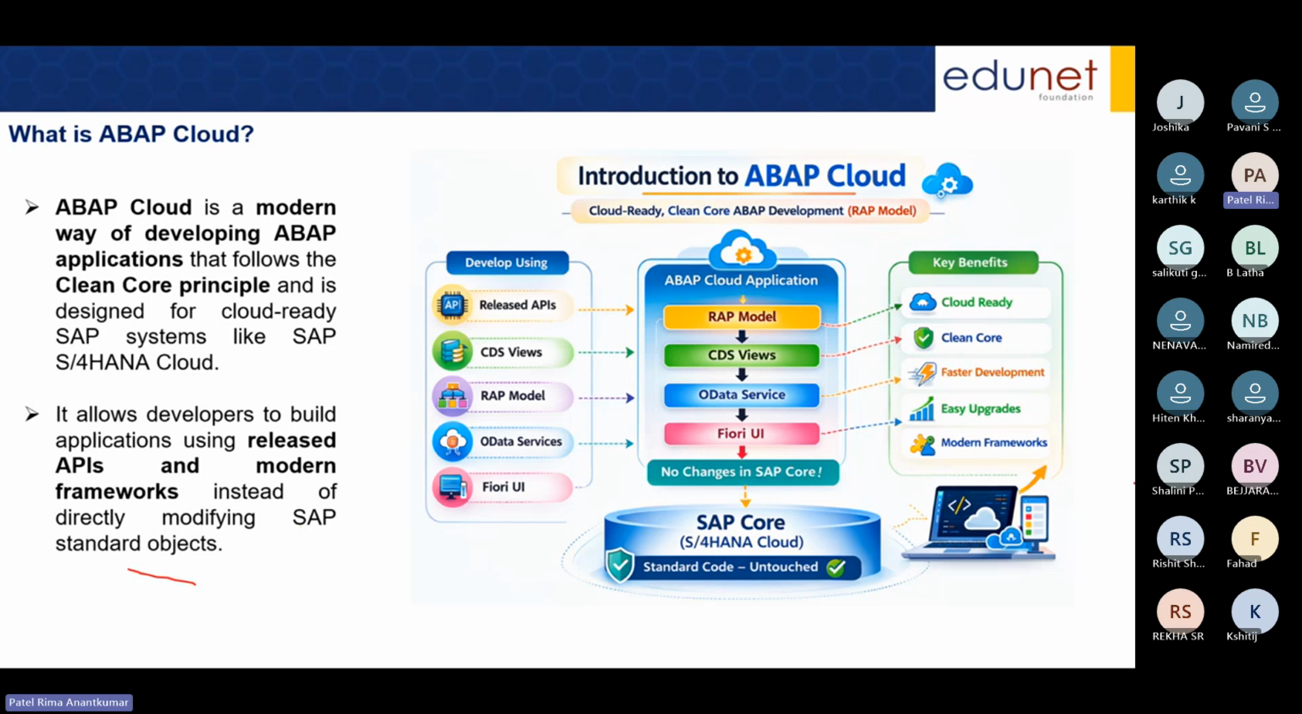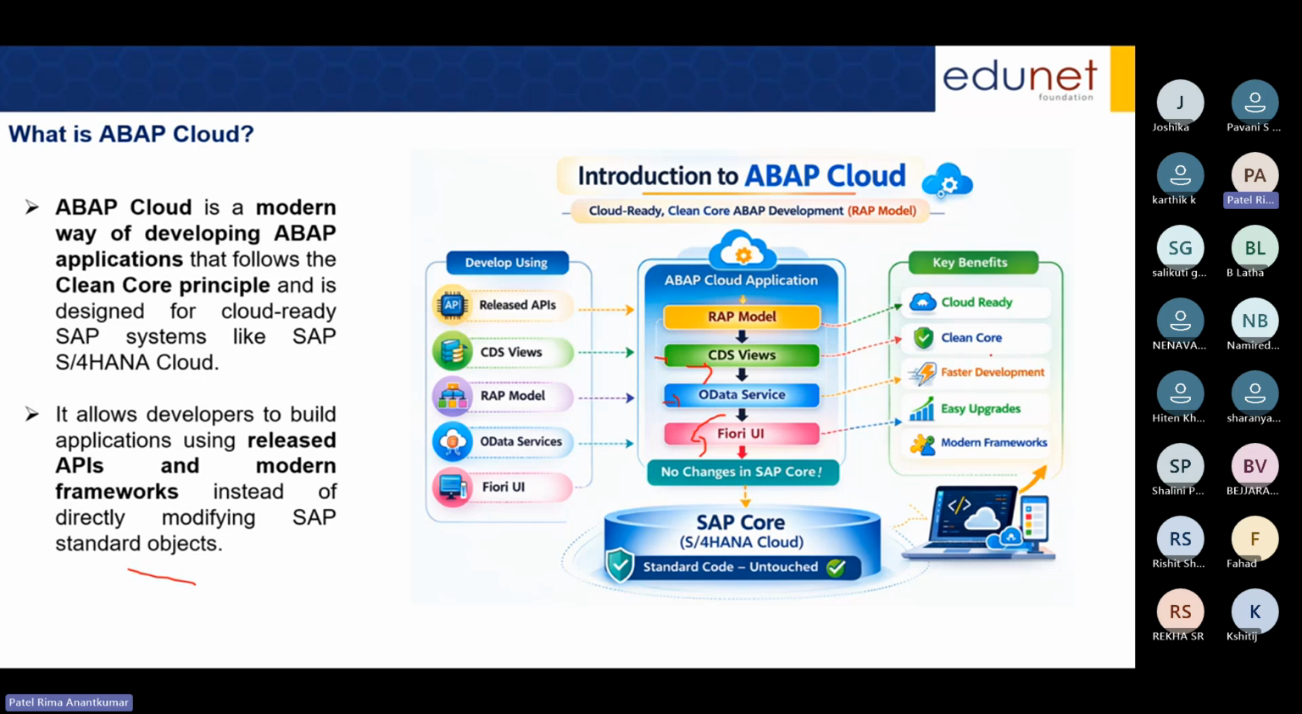And that we have already done, that is the RAP model, right? We have developed one application, and we know the steps also. For the RAP model we first need to create CDS views, then we need to use OData services. Using the OData service, the Fiori UI launchpad is going to be used. And everything is done on the CDS views, not directly on the table. We are not using the standard table, right?